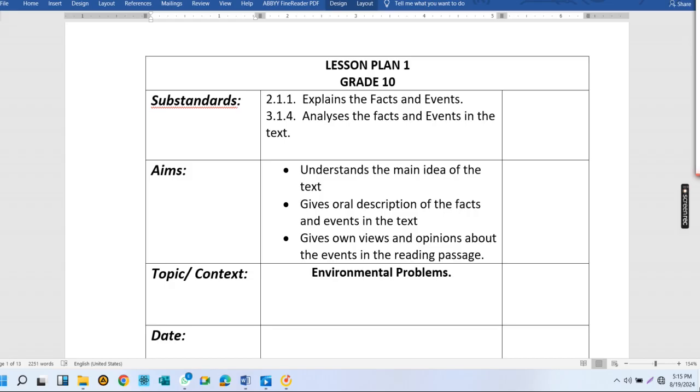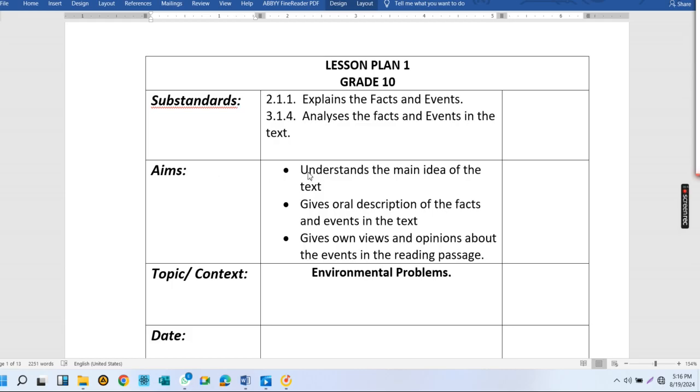These are my substandards 211 and 314, and these are interpretations of substandards: explain the facts and events, analyzes the facts and events in the text. As we know, 211 substandard refers to the speaking domain, and 314 is related to the reading domain, reading content line. So I have made an intra-subject, interdisciplinary integration here between speaking and reading domains of the language.